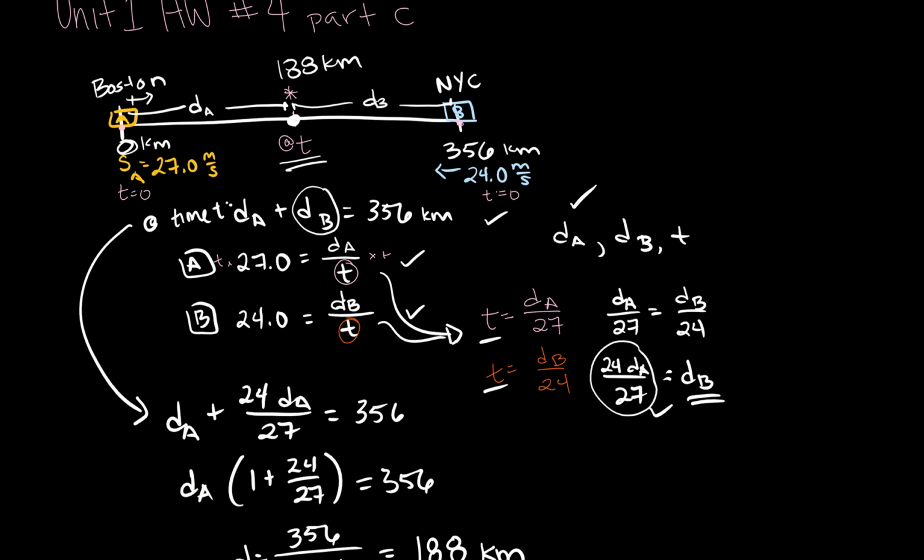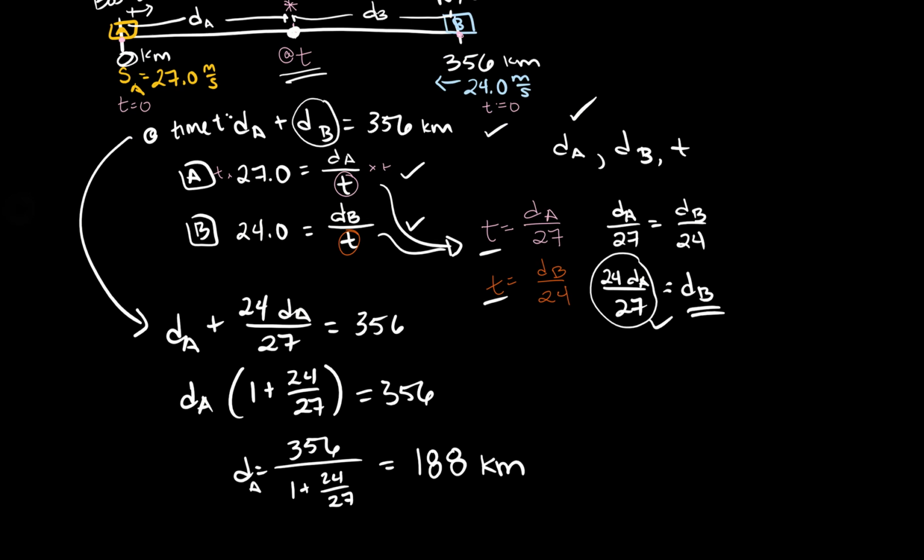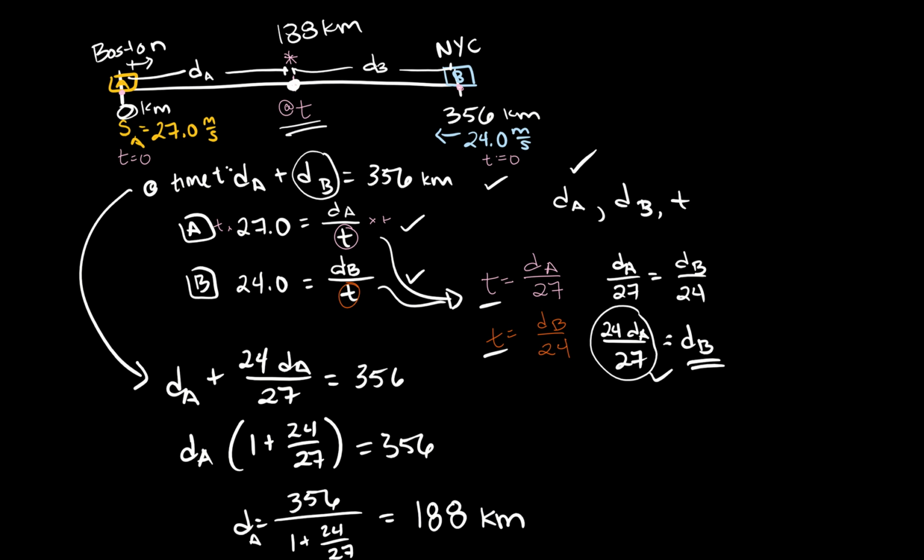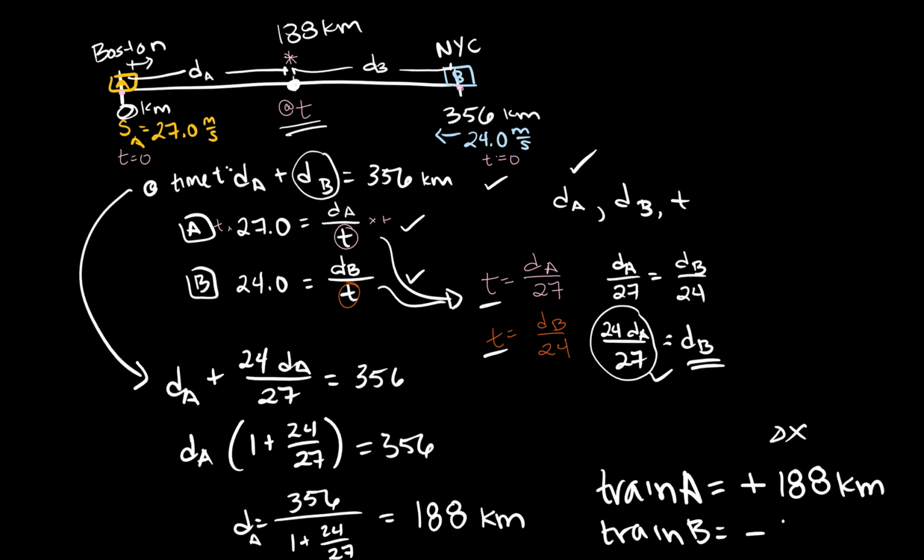Now what we're supposed to report is actually displacement, so we need to add a positive or negative sign depending on the displacement of the train. Train A has a displacement of positive 188 kilometers. That's its displacement, or its change in position. And train B therefore has a displacement of negative 168 kilometers.